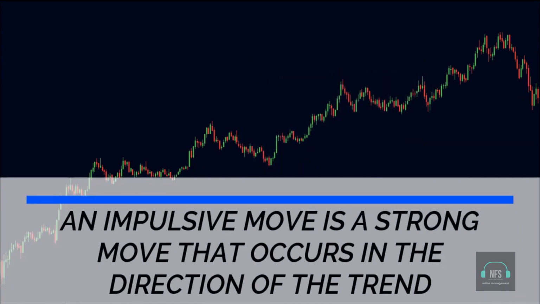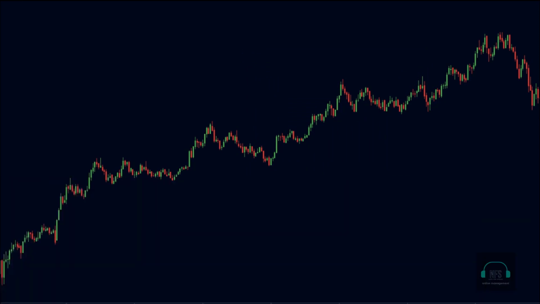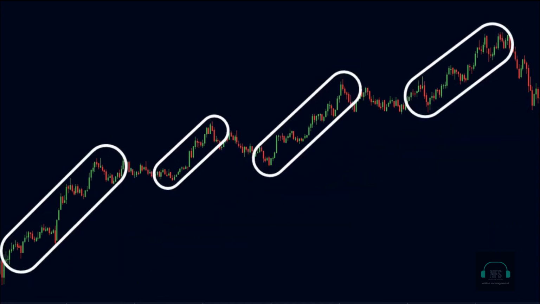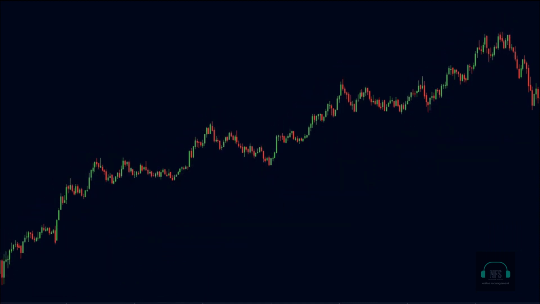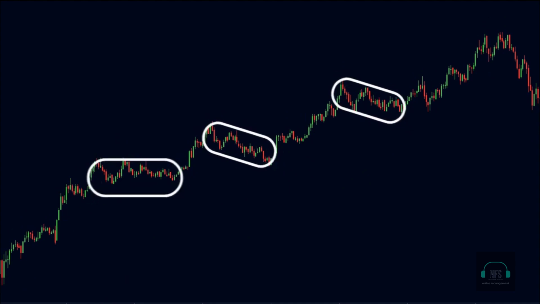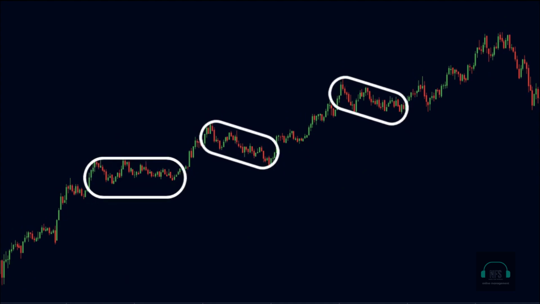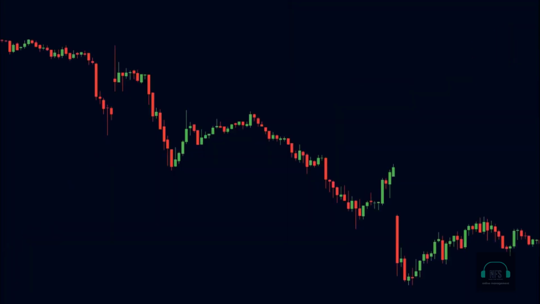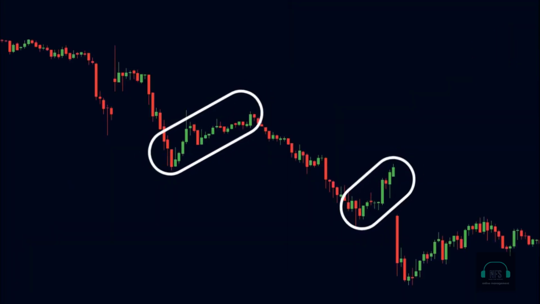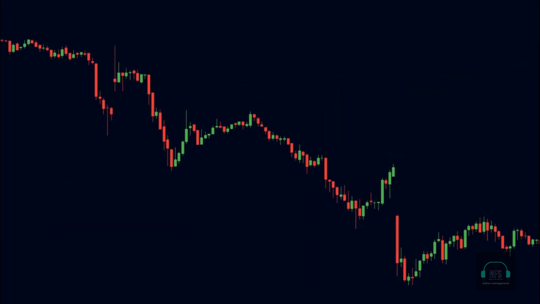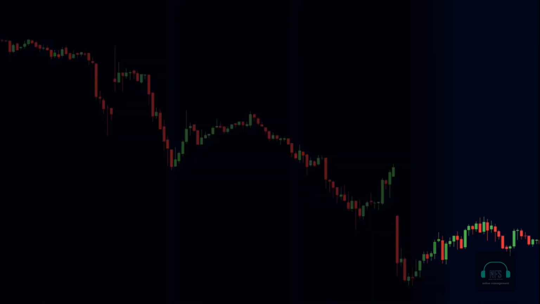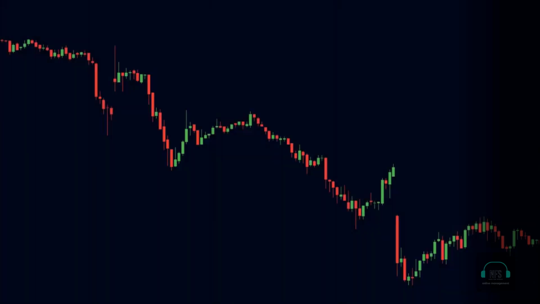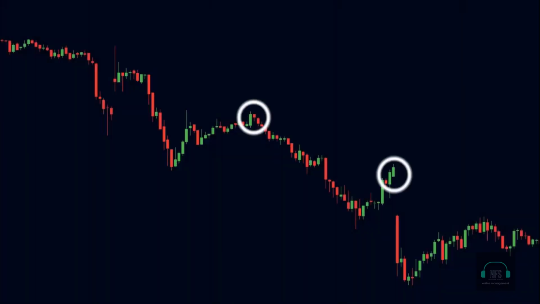An impulsive move is a strong move that occurs in the direction of the trend. This means that in an uptrend, the up moves will be considered impulsive moves. On the other hand, small moves that occur against the trend are called corrective moves. A corrective move can also be called a pullback. In a downtrend, these small up moves will be called pullbacks. These pullbacks give us the opportunity to enter the trend at a discount. Our objective as a trader is to enter the market on these pullbacks and catch the trend.